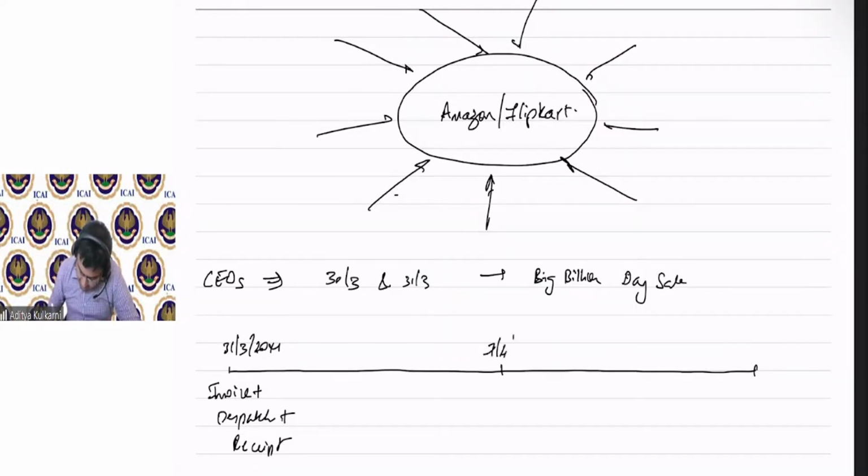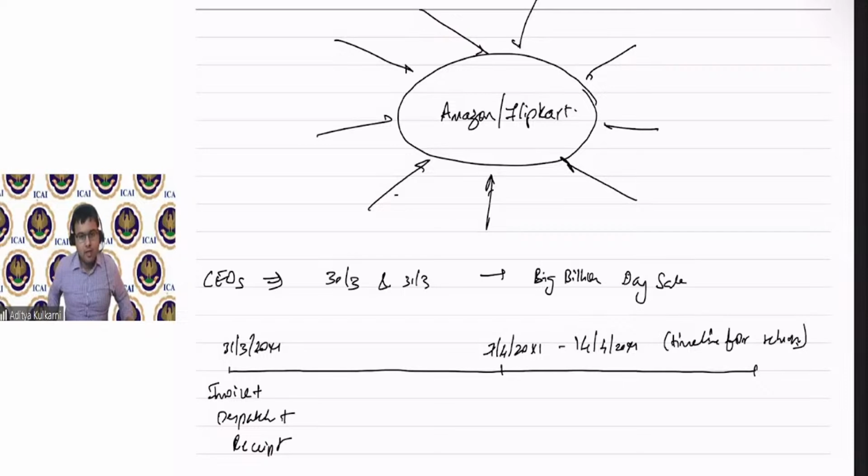So till 7th April to 14th April, there is a timeline for return. Either you return by that time, number one, or if you don't return, then it will be deemed to have been sold and revenue will be recognized.